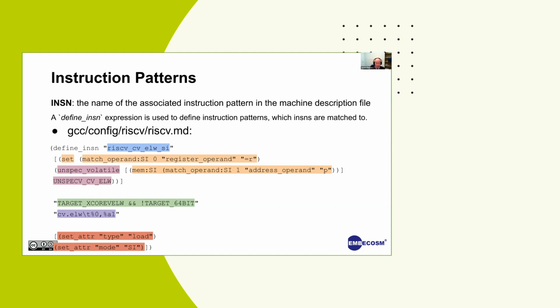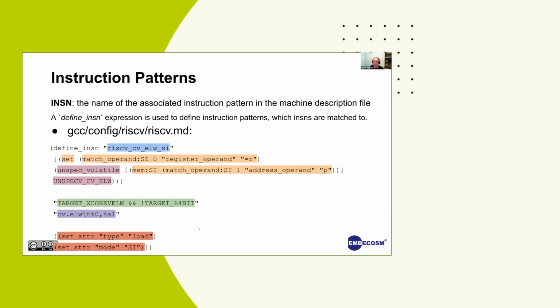Then you've got the actual pattern of what we're going to create. If we can find that, what we're going to generate is cv.elw followed by a tab, then the first argument, which is %0, and then the second argument, %1, but we're qualifying it, specifically it's an address argument. %0 will assume it's a register. So that's the pattern that we want to generate, and there's more detail online.